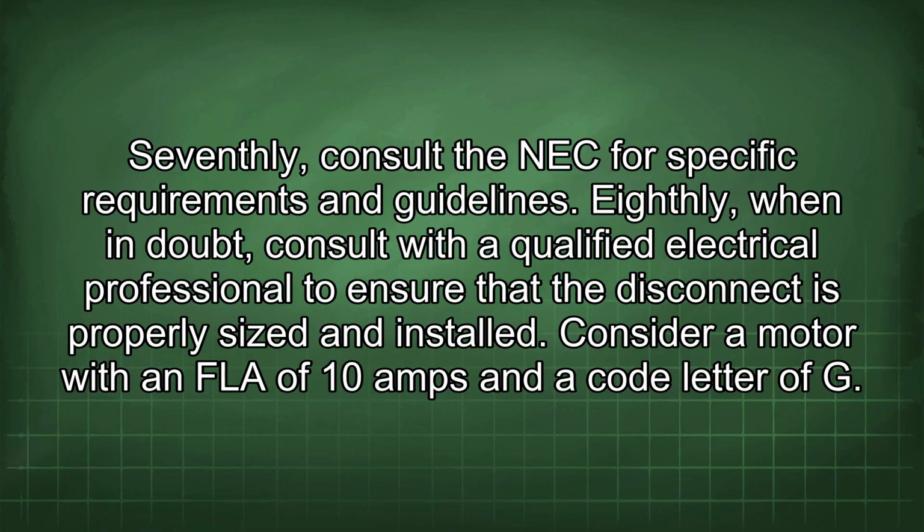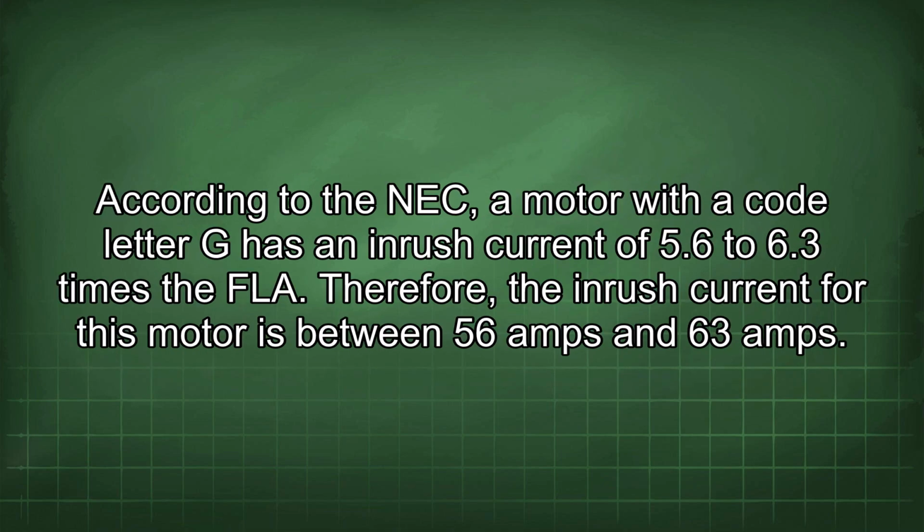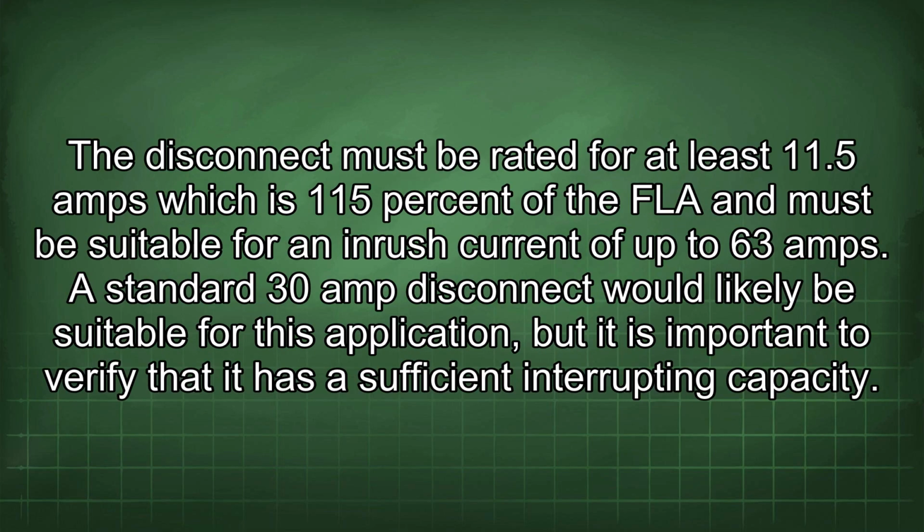Consider a motor with an FLA of 10 amps and a code letter of G. According to the NEC, a motor with a code letter G has an inrush current of 5.6 to 6.3 times the FLA. Therefore, the inrush current for this motor is between 56 amps and 63 amps. The disconnect must be rated for at least 11.5 amps, which is 115% of the FLA, and must be suitable for an inrush current of up to 63 amps.